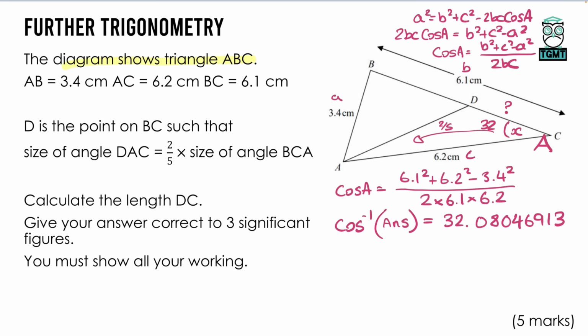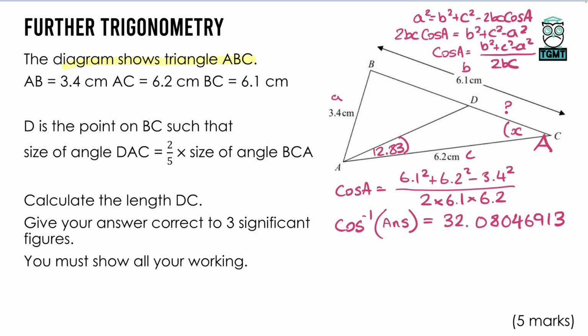Now, we already figured out that to find 2/5 of that would give us the other angle. So if I do that answer, 32.08046913 multiplied by 2/5, or of course you could divide by 5 and times by 2, that gives us this angle over here, which is 12.83, and a few more decimals, but I'm going to stop there. Now, I need to look at this triangle again, and I need to get rid of this 2/5, because it wants me to work out the length of D to C.